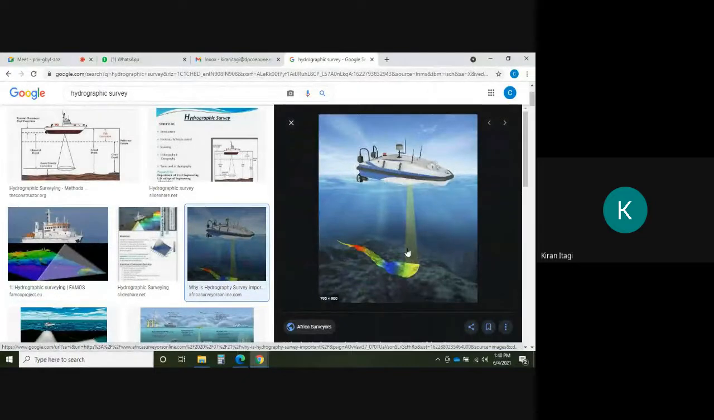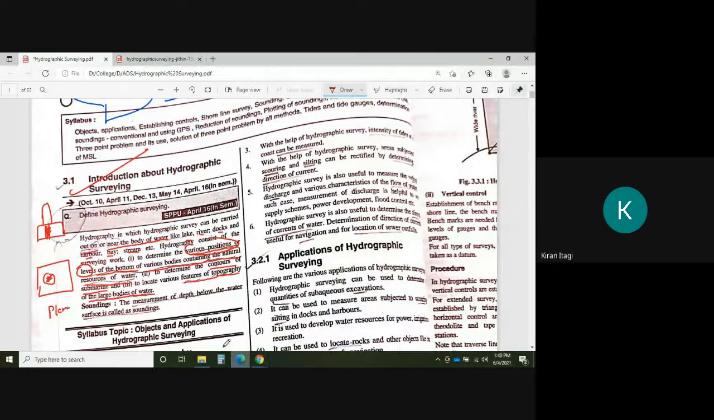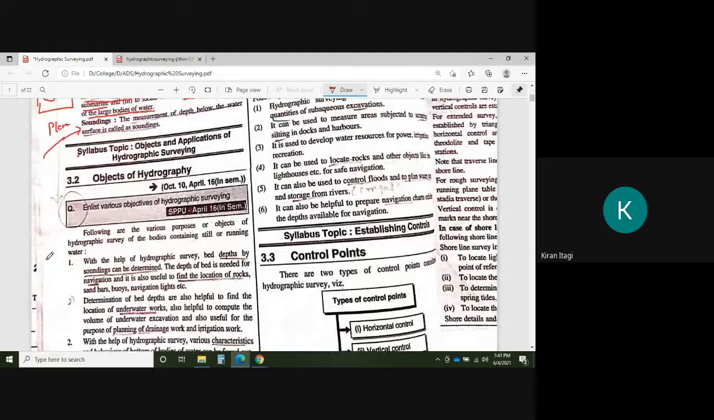Here we can see what the profile is like, so we will get those things. And last, to locate the various features of topography of the water bodies. Here for us the sounding is most important. The measurement of depth below the water surface is known as sounding. Sounding means, see, this is my water body and this is my top level. Here I have a boat. What I will do is send a ray or a sound.